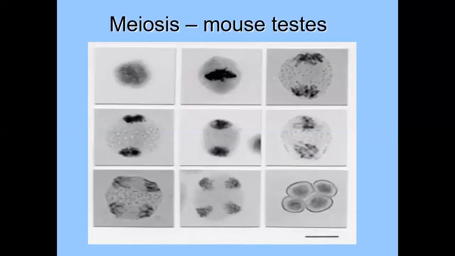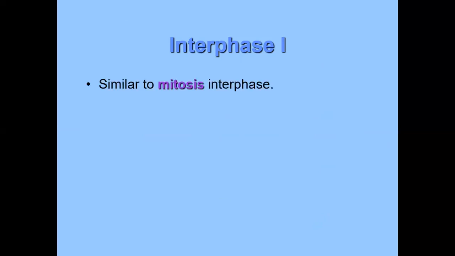On the screen, you can see the meiosis of mouse testes. Here is a parent cell, here is the first division, here is the second division, and as a result, four gametes are formed. Then interphase: before division, the cell prepares itself for division. When a cell divides, it has two phases. The first one is interphase, and the second one is M phase.